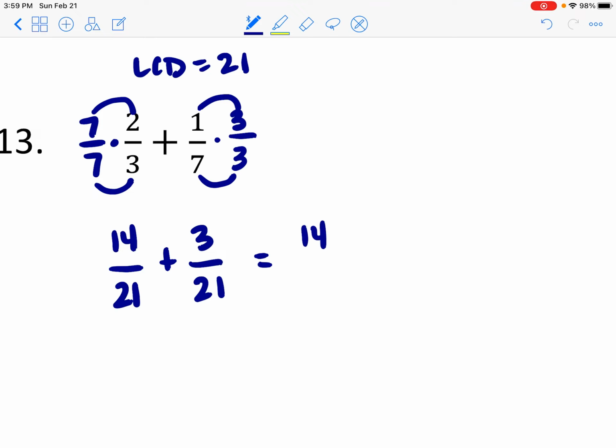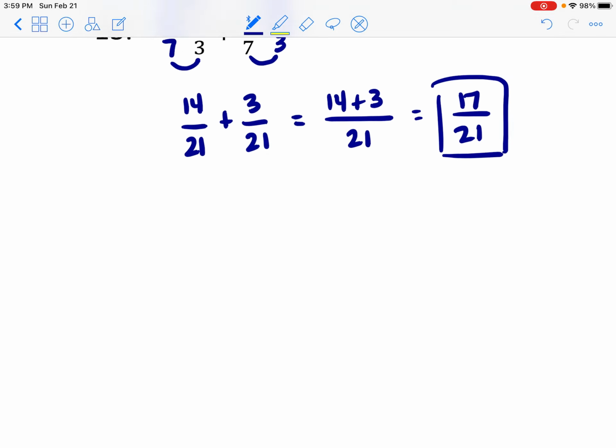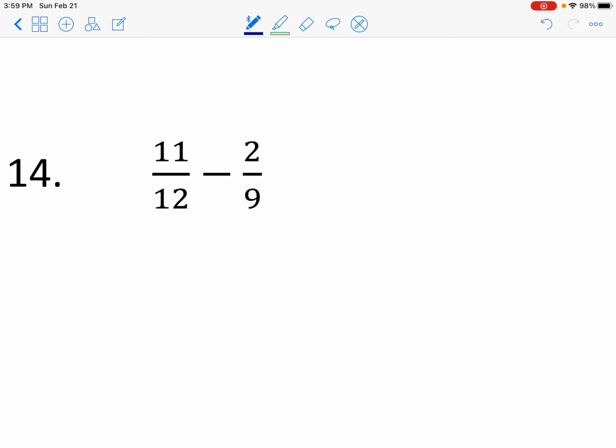So over here, it's going to be 14 plus the 3 over now the common denominator of 21, and 14 plus 3 is 17, and so 17 over 21 becomes our answer. Okay, let's try this again. So 9 and 12, I need a common multiple for.